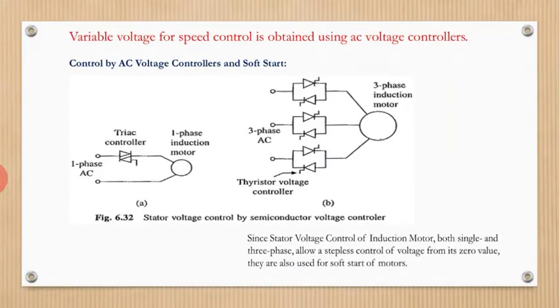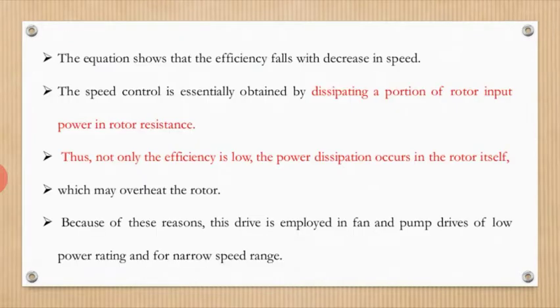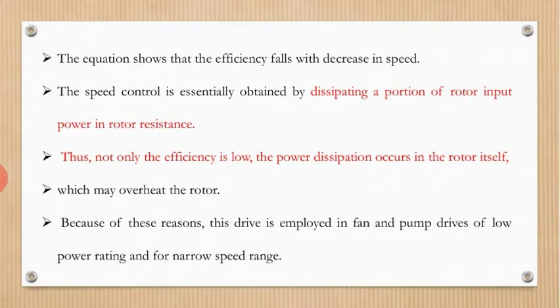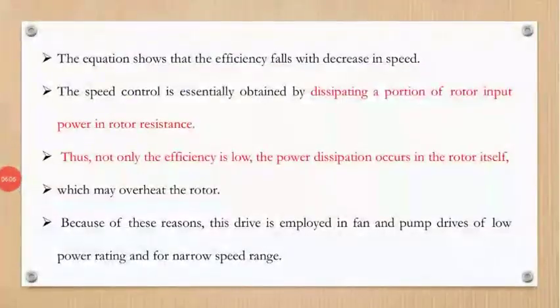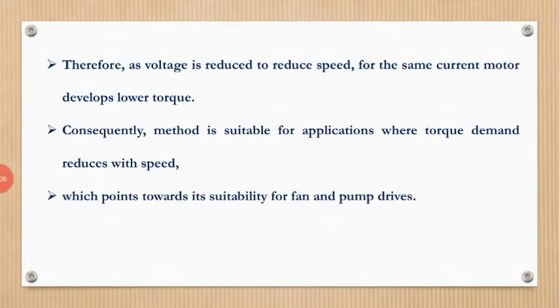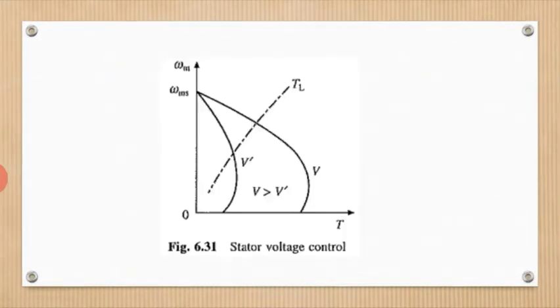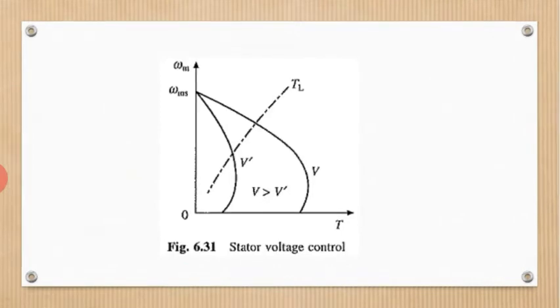So here I conclude the stator voltage control of any induction motor. To change the speed, we can use it only where high torque is not required. If you change the speed by reducing the voltage, the torque will be reduced.